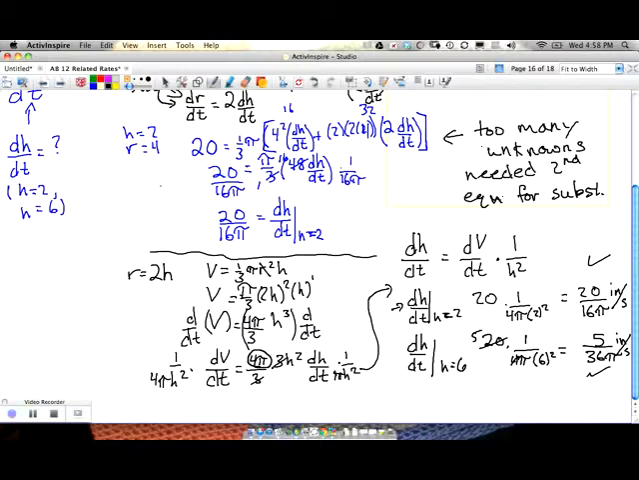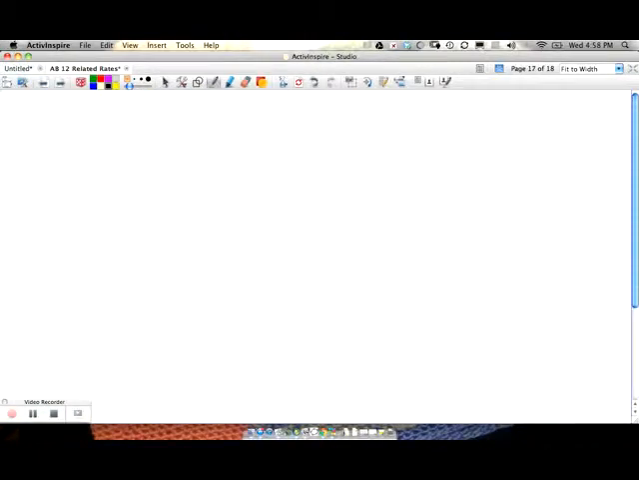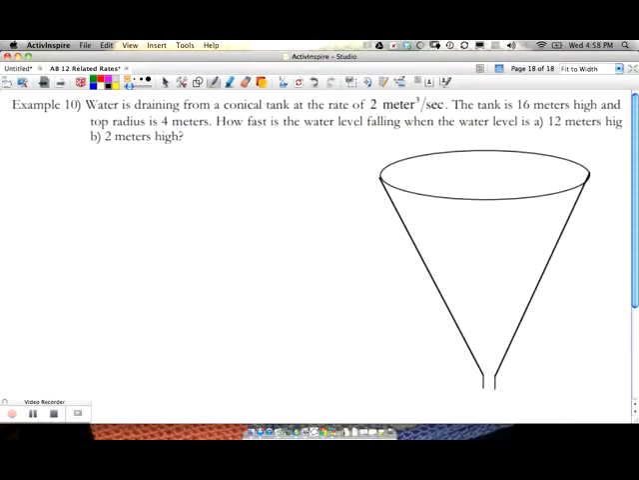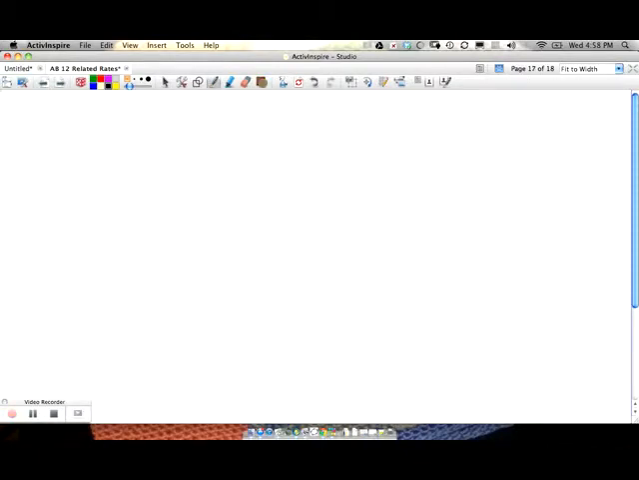Okay, so let's do another one. It's kind of similar. It's just upside down. Oh, here we go. Before I jump into that one, I want to talk about some geometry here real quick.